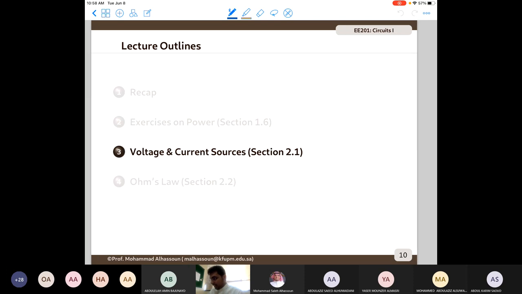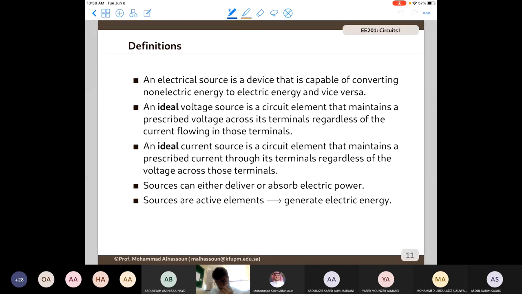Electric sources are devices that are capable of converting non-electric energy to electric energy. For example, a battery converts chemical energy to electric energy. Or converting electric energy to non-electric energy, for example, a motor converts electric energy to mechanical energy. So this is the general definition of sources.